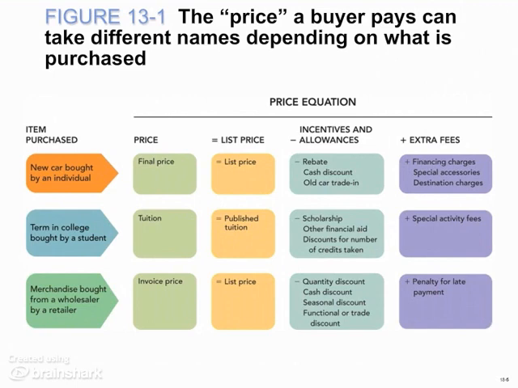I would encourage you to pause the video here and take a couple minutes and look over the pricing equation for the three examples provided: a new car bought by an individual, a term in college bought by a student, and merchandise bought from a wholesaler by a retailer to determine how they compute their final price.